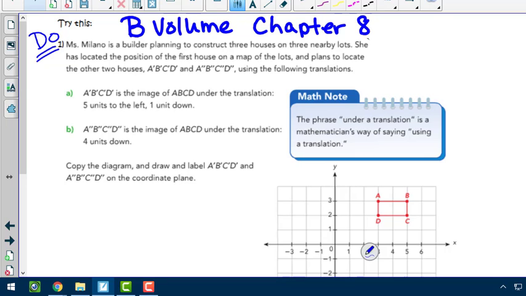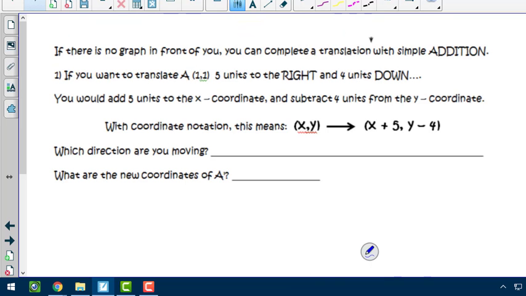This is in your B volume of your textbook, chapter 8. So I'm going to go down to the bottom of the page where it says, so do that question, number 1. If there is no graph in front of you, you can complete a translation with simple addition. If you want to translate the point A, 1, 1, 5 units to the right and 4 units down, you would add 5, because right is adding positive, to the x coordinate, and you would subtract, because going down the y-axis is like subtracting, it's adding a negative, from the y coordinate.